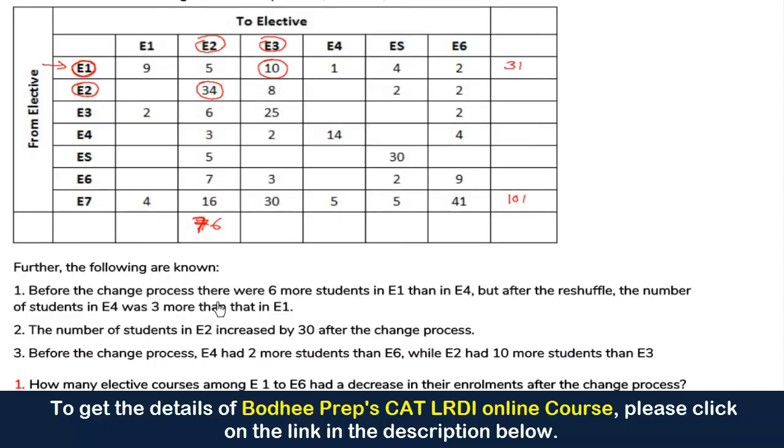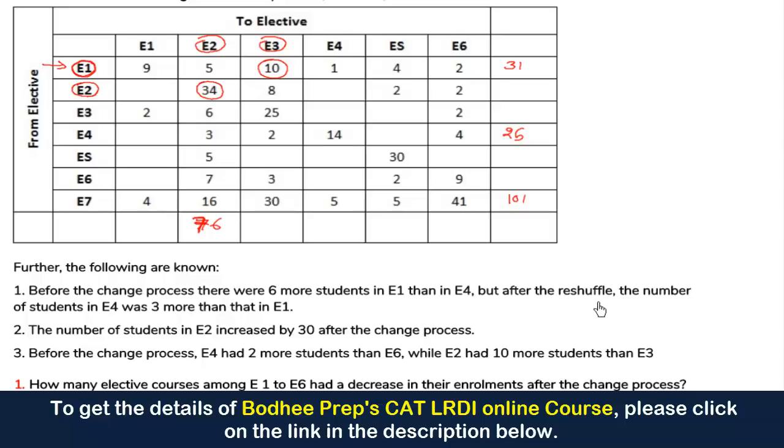It says that before the change process, there were 6 more students in E1 than E4. So before the change, the total number of students in E1 was 31, and it was 6 more than what E4 had, right? So that means E4, the total number of students before the change, must be 25, that is 31 minus 6.